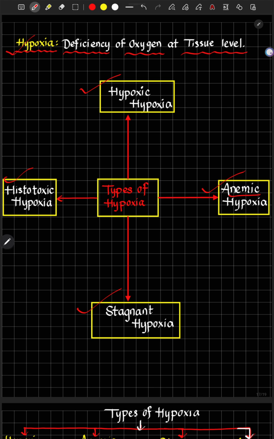The second one is anemic hypoxia. As its name suggests, there is anemia, or deficiency of something which is causing hypoxia. In anemic hypoxia, there is deficiency of hemoglobin, due to which the oxygen is deficient at the tissue level. Then there is stagnant hypoxia. As its name suggests, stagnation of the blood flow causes the stagnant hypoxia. Then the last type is histotoxic hypoxia. As its name suggests, it is due to some type of toxicity of the tissues, due to which it is causing deficiency of oxygen.